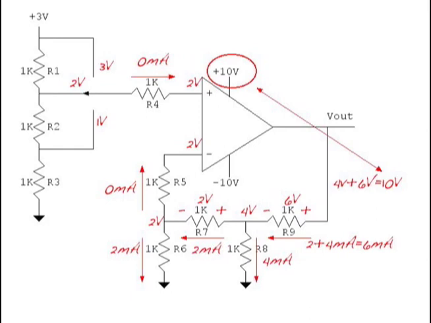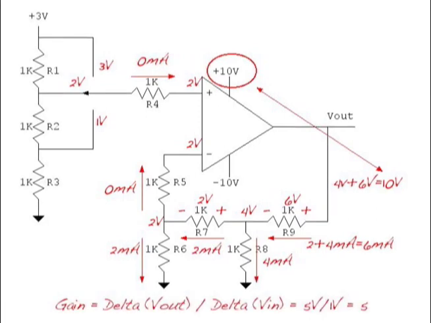And now we can talk about gain. Gain is defined as delta V out over delta V in. Since we had a 5 volt change on the output for a 1 volt change on the input, that means the gain of this circuit is 5. You don't need an advanced math degree to figure that out. Just work out the math using Ohm's law and you've got the answer.